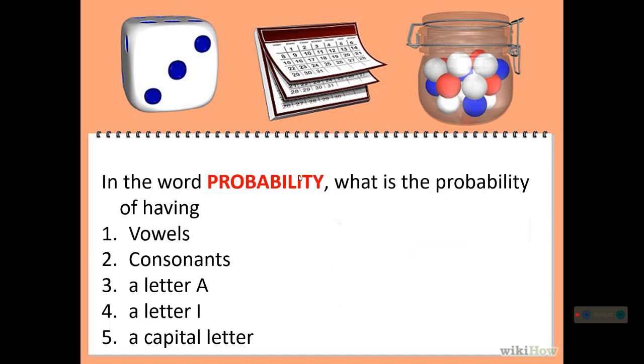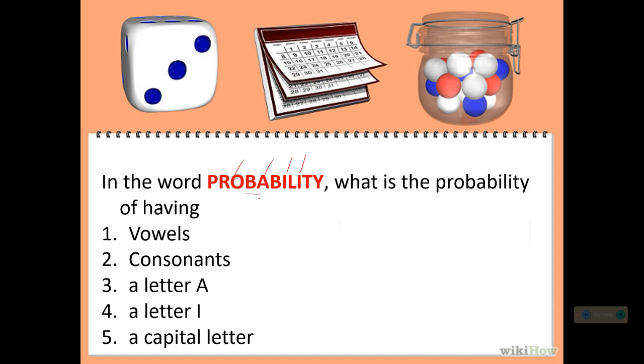So I have here the follow-up question. In the word probability, what is the probability of having, number 1, vowels? What will be your answer here? We all know that vowels are A, E, I, O, and U. The vowels here are O, A, I, and I. Again, O, A, I, I. So we have 4. What is the probability of having vowels in the word probability?